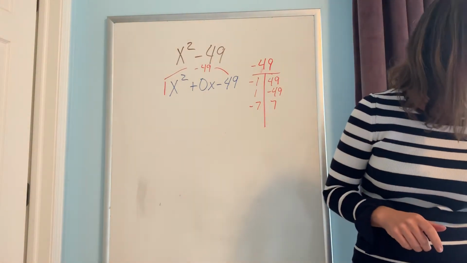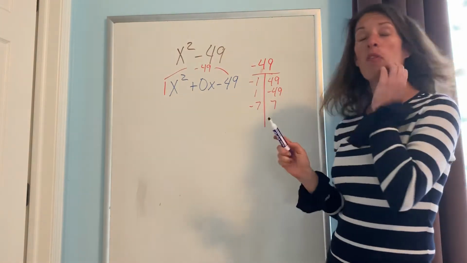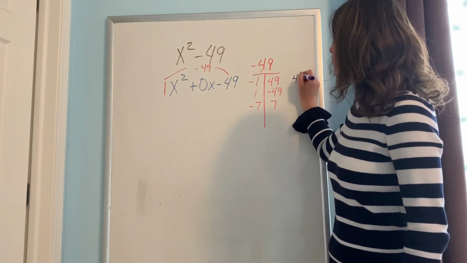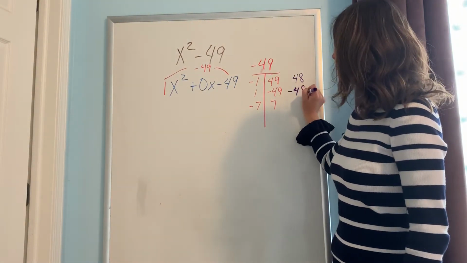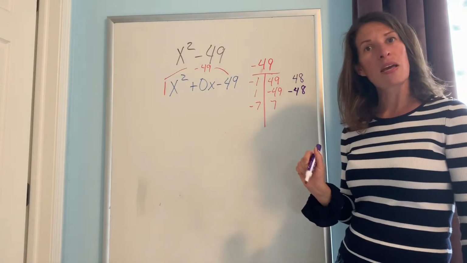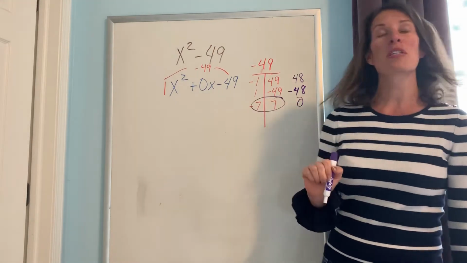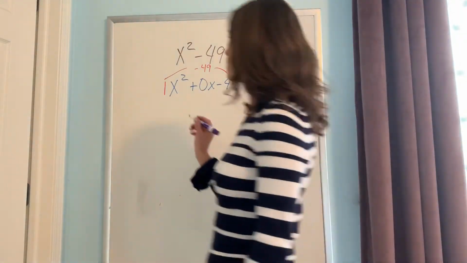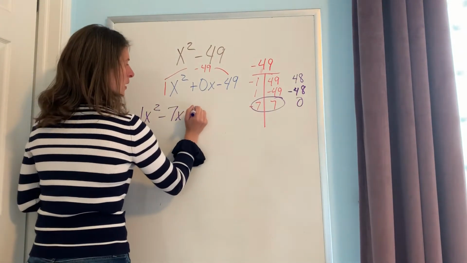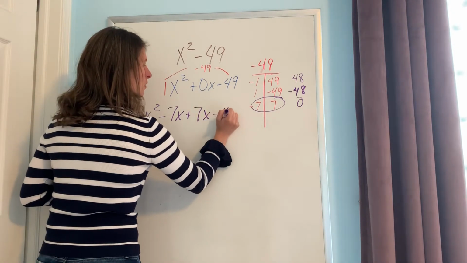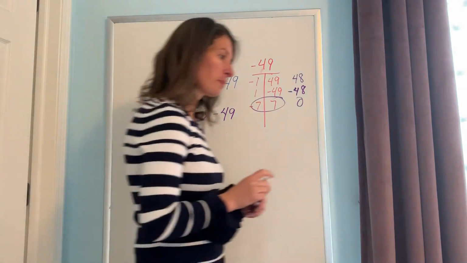So let's add these up to see which one we're going to use. I have -1 plus 49 is positive 48. 1 minus 49 is a -48. And -7 plus 7 is 0. And we are looking for the ones that add to 0. So I'm going to substitute those in for my 0x. So I will have 1x squared minus 7x plus 7x minus 49. Now I have 4 terms. I can factor by grouping.